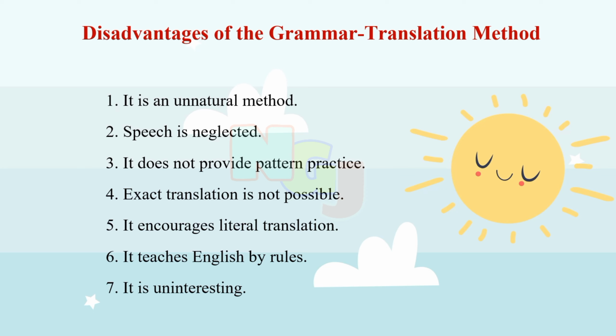Next we shall see about the disadvantages of the grammar translation method. So what are the demerits? It is an unnatural method. Why? Because when translating from the mother tongue to the English language or from the English language to the mother tongue, it is not an easy process. It is not a natural process. Hence, this method is an unnatural method.